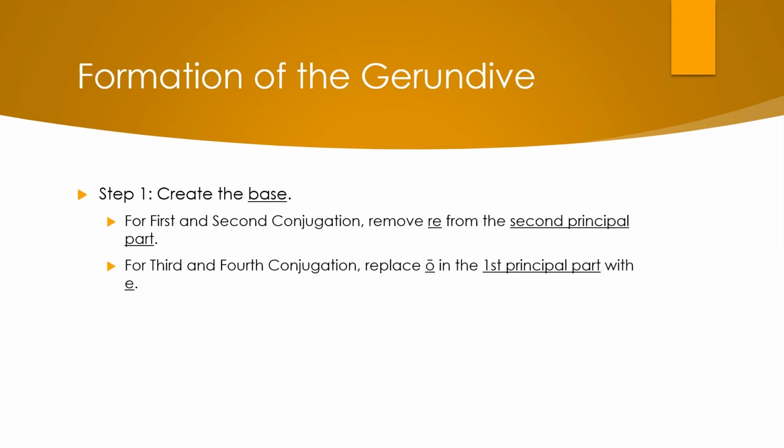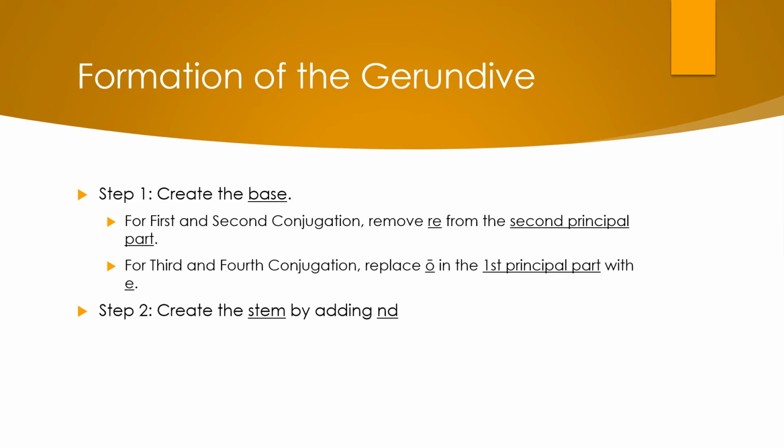Let's talk a little bit about the formation of the gerundive. This will begin in much the same manner as a gerund. We will first create the base. And just as before, for first and second conjugation, we will create the base by removing re from the second principal part. For the third and fourth conjugation, we will replace the O in the first principal part with the letter E.